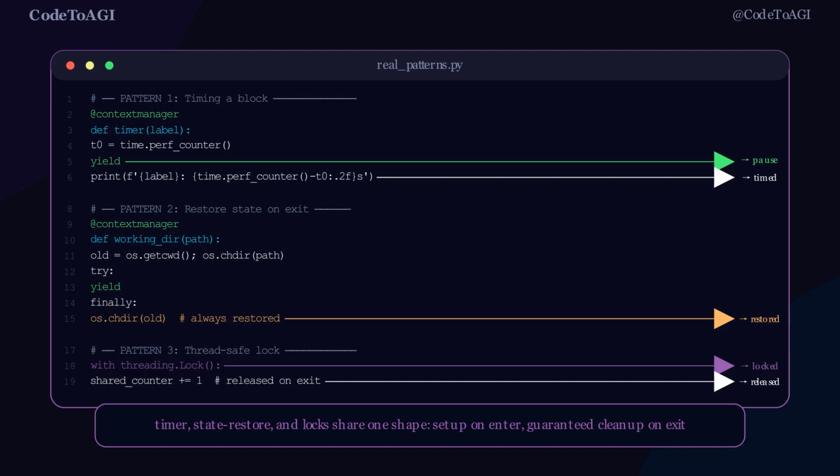For example, changing the working directory, then restoring the original directory in a finally block, even if the code inside raises. Third, thread synchronization. Threading.lock is itself a context manager, with lock acquires it on enter and releases it on exit, so you never forget to unlock, even during an exception. All 3 patterns share the same shape: setup or save state on enter, restore or release on exit, guaranteed.